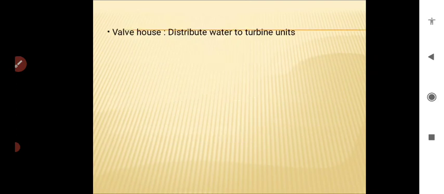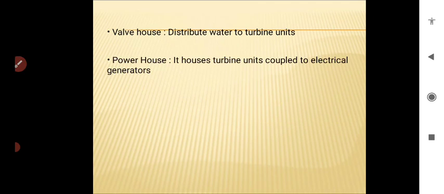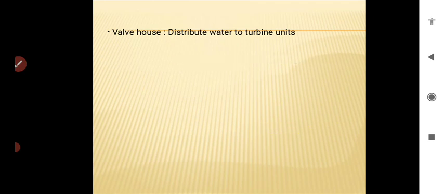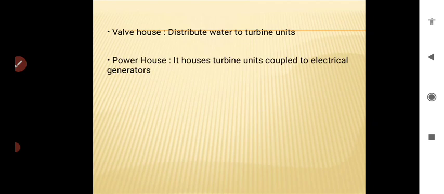Now the valve house. It is situated near the surge tank. Observe in the previous figure that it is situated near the surge tank. The valve house consists of electrically driven sluice type valves to control the flow of the penstock, and distribute water to turbine units.